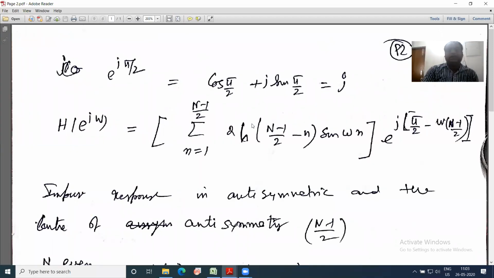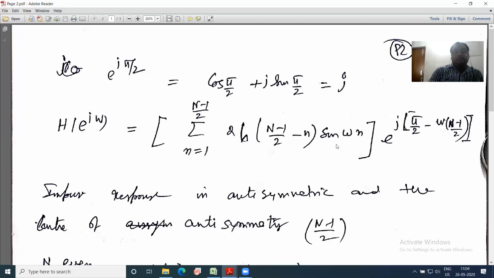Yeah, now see page 2. Okay, so page 1 you have seen. So e power j pi by 2, e to the power j pi by 2, this is equal to j, right? Now you can see n equal to 1 to n minus 1 by 2. N equal to 5, then n minus 1 by 2 is 1 to 2. So n minus 1 by 2 is equal to 2. Yes? So 2 minus n sin omega n.